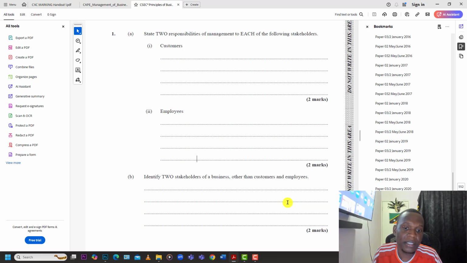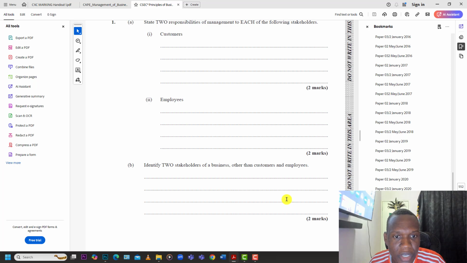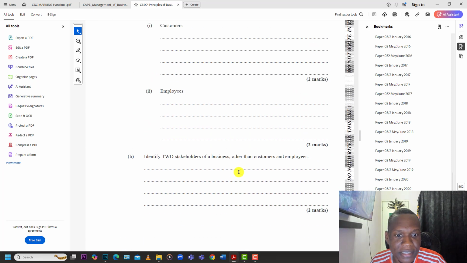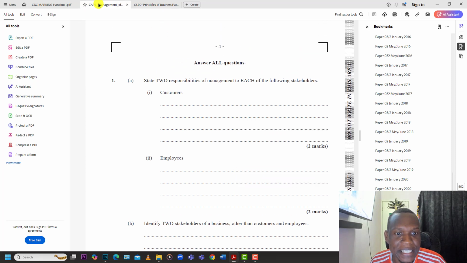So we're looking at government as a stakeholder. Government is a stakeholder. And of course, the community, society at large, is a stakeholder. So the community, the government, right? So that's identifying it. That's 1 mark each. So you could see how the marks are allocated, right? So that's state, that's identify, list.